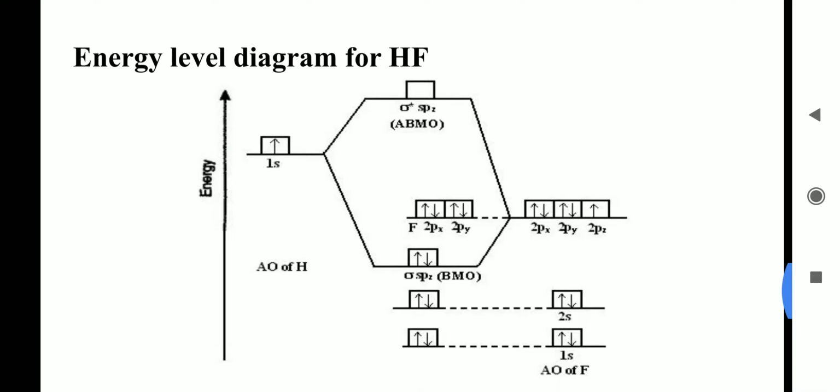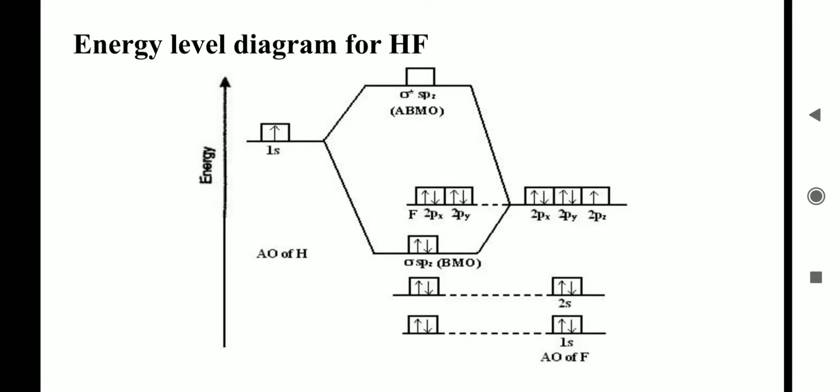Now let us see the energy level diagram of this molecule. On the left hand side, the 1s orbital of the hydrogen atom is placed, and on the right hand side the atomic orbitals of fluorine are drawn. The 1s orbital of hydrogen has higher energy as compared to all the atomic orbitals of fluorine, and since fluorine is the most electronegative atom, all its atomic orbitals are placed below that of hydrogen. Now, as we said earlier, 1s of hydrogen will overlap with 2pz of fluorine.